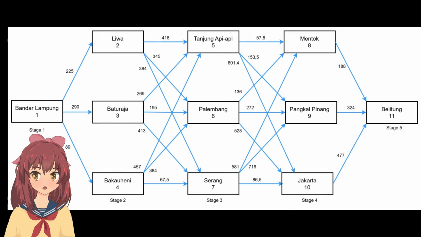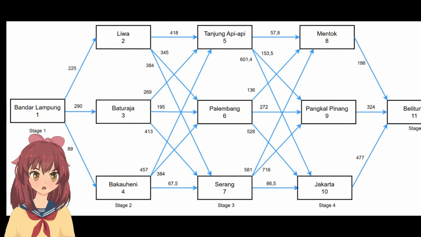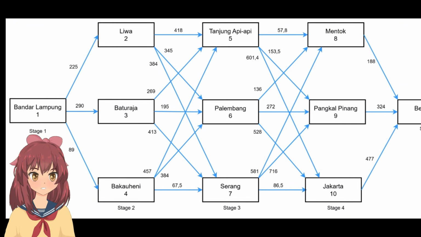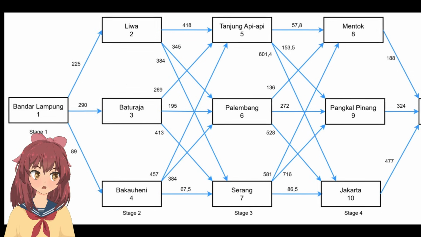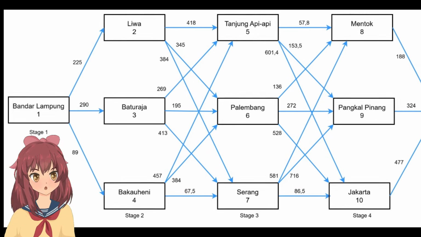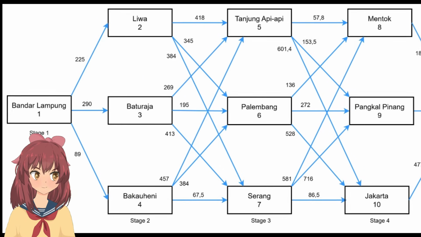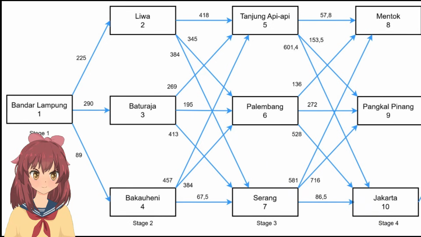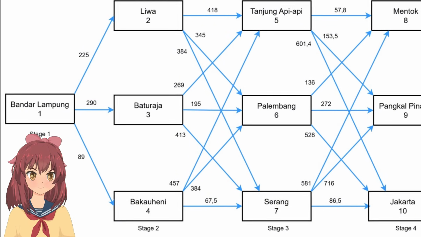Friends, let's take a look at this image. This is a multi-stage graph that represents all possible travel routes from Bandar Lampung to Belitung. Each box represents a city we can pass through, and each blue arrow shows a possible direction of travel. We start at stage 1, which is the starting point of the journey, Bandar Lampung.